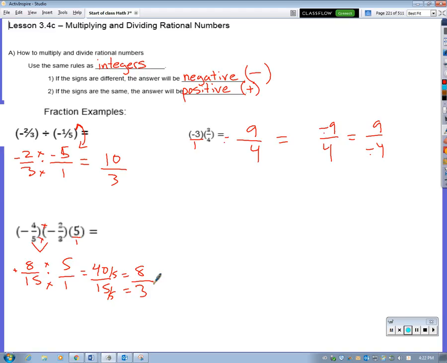Okay. Now if you've got all multiplication like this, you can also just multiply all three numbers across the top and multiply all three numbers across the bottom. That works too. Another little hint about dealing with these signs. I'm seeing a lot of errors when it comes to dealing with negative signs.